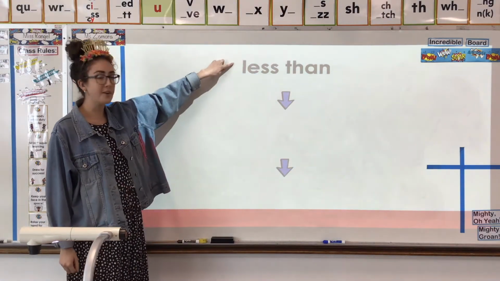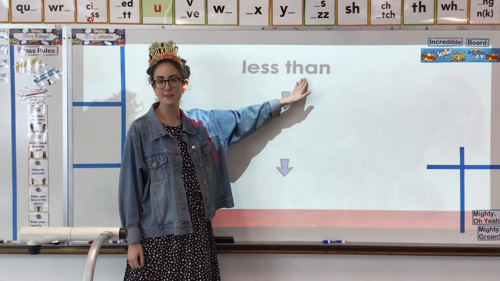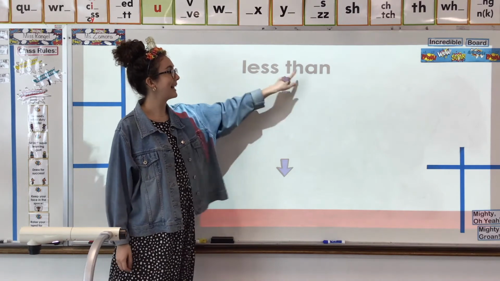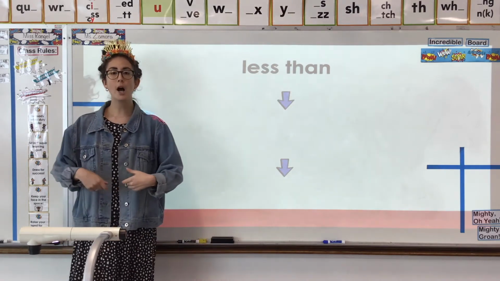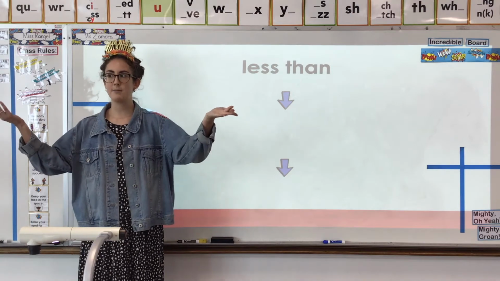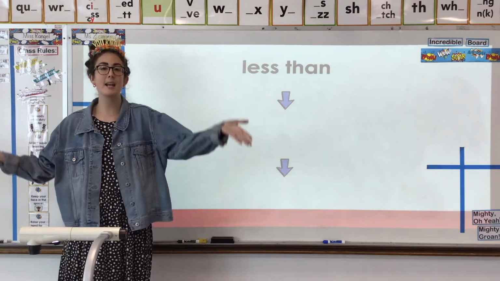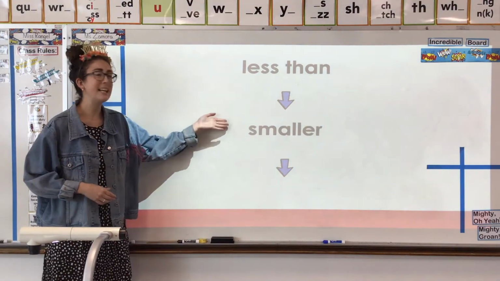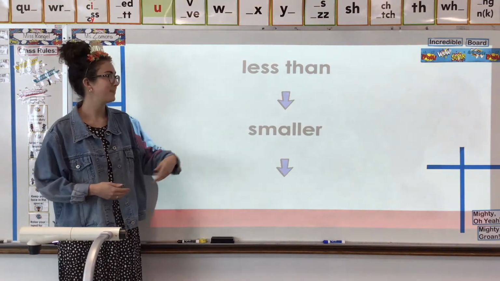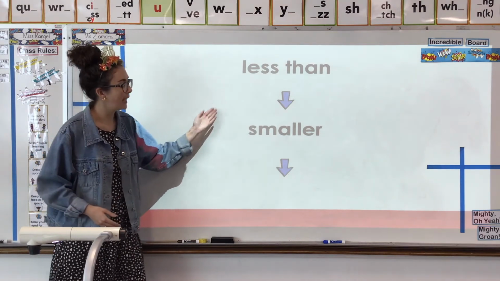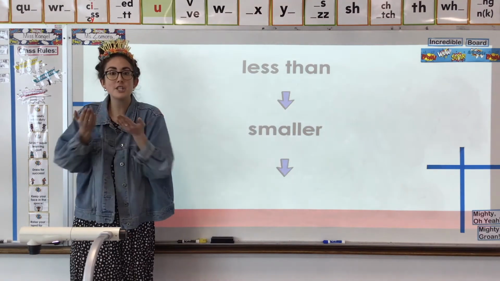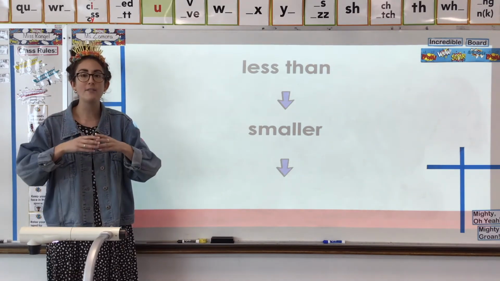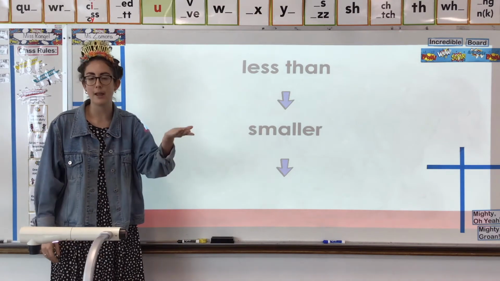So second grade, first up we've got less than. Can you say this with me? Less than, less than. When we're talking about two numbers and we're saying a number is less than another number, we're describing that as one is smaller than the other. Less than is a way to describe that the relationship between these numbers is smaller. When we compared them, we found that one was smaller than the other.